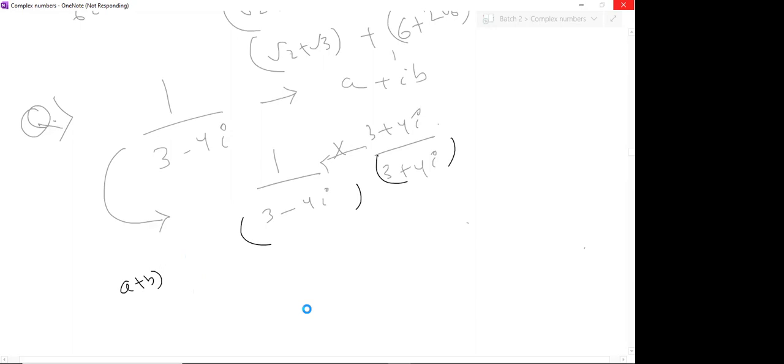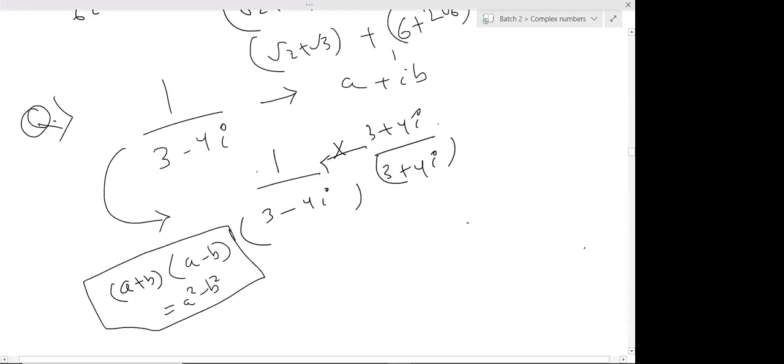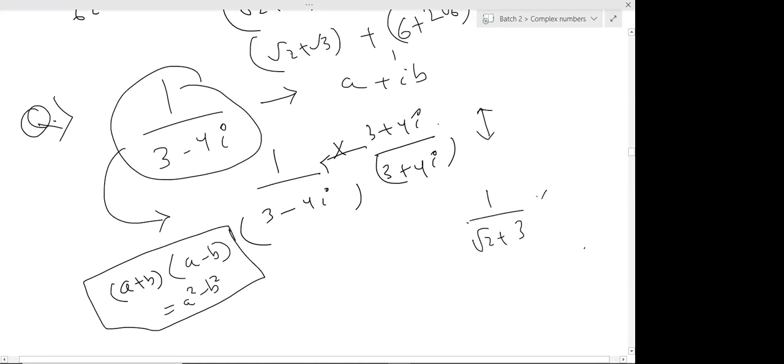Okay, a plus b into a minus b is a square minus b square. Right. This is the way to go. I'll give you 2-3 minutes to solve this. All right, very easy question. This kind of question, always multiply like this. This is called rationalization. You did similar questions in class 10th also. Yes, sir. Right. Like this, you did the same way. Okay, I'll give you 2-3 minutes.